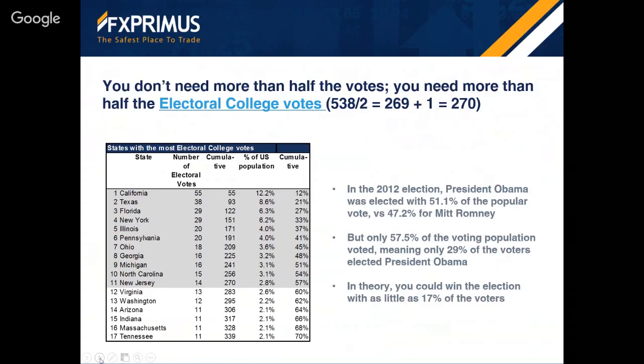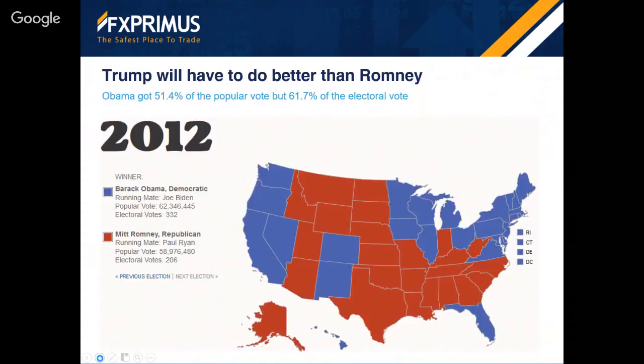But it's even worse since not everybody votes. Actually, only about 60% of the people vote. So if we take only 60% of the vote, in theory, you could win the election with as few as 17% of the voters if you got 51% of the vote in those states. So it's these large states that are really the battleground states.